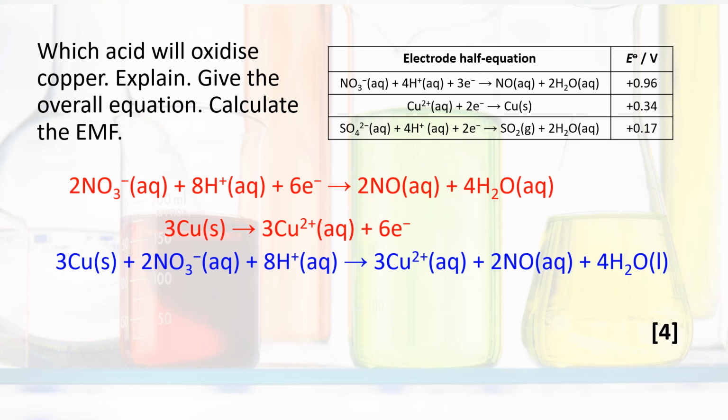Next, combine the two half equations. Put all of the reactants on the left and all of the products on the right. Cancel any species that appear on both sides. Although this is not the case here, it is sometimes possible to cancel H+ ions and water molecules as well as electrons. It is good practice to give the lowest whole number ratio of reactants and products. However, multiples are often allowed in mark schemes.